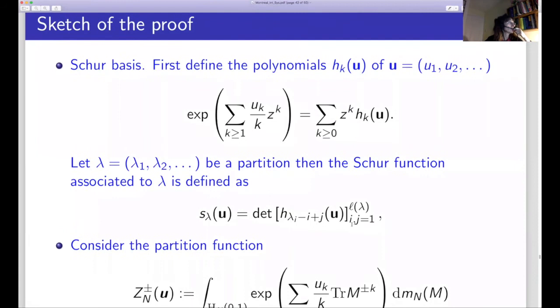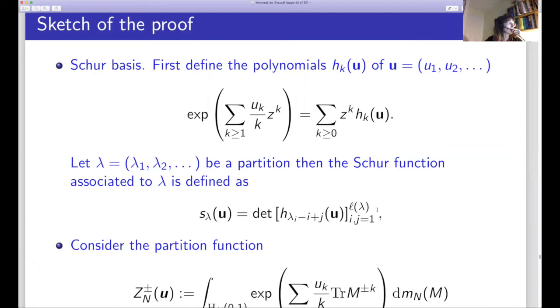For a sketch of the proof, we introduce the Schur basis. First I define some times u, a set of times which I call times u, and the Schur basis is introduced in the following way. I define h_k(u), the polynomials obtained from the expansion of this exponential. And the Schur function s_lambda(u), for a partition lambda, is basically the determinant of this quantity, h_{lambda_i minus i plus j}(u), a determinant of size the length of the partition lambda.